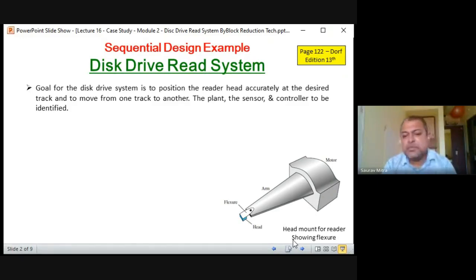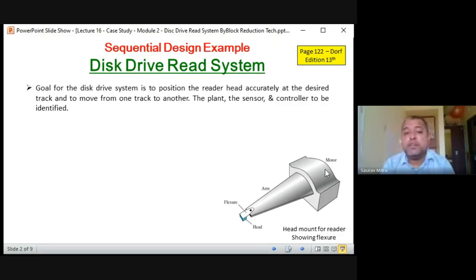The disk is on this side, so the disk moves through this, and then whatever signal is embedded on the disk is picked up. The goal for this disk drive read system is to position the reader head accurately at the desired track and to move from one track to another. There is a controller, and this is the plant, the process, and this is a sensor. The sensor is sensing, so this is the sensing process.